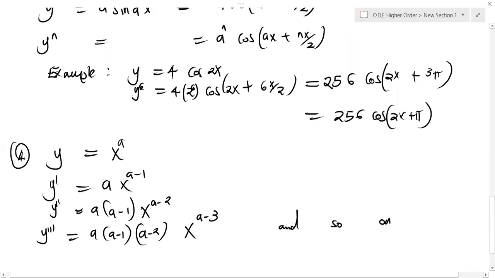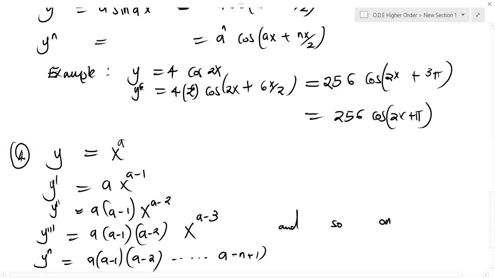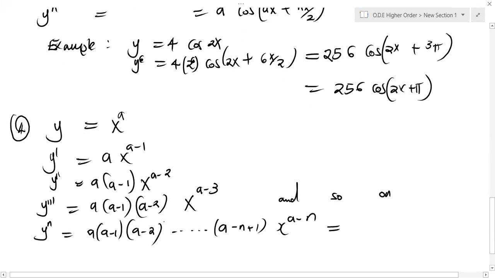So our y^n will be equal to, as you can see the way this is going, a(a-1)(a-2) all the way up to a minus n plus 1, x^(a-n), which can simply be written as a factorial over a minus n factorial, x^(a-n), where a is a positive integer.